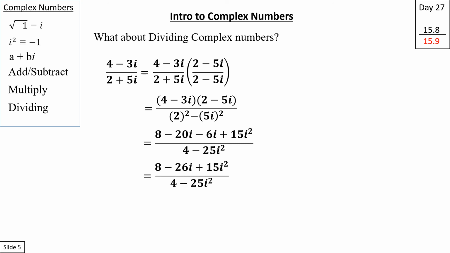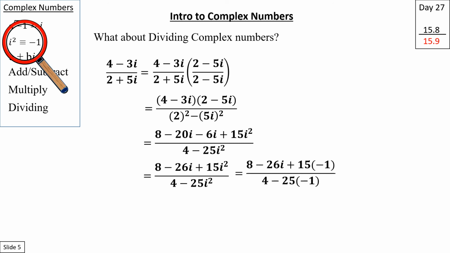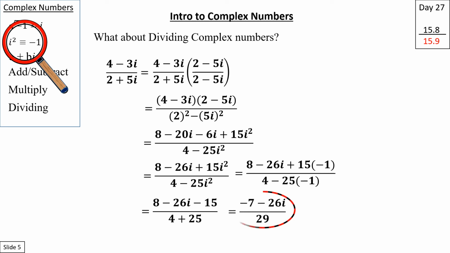Collect like terms on the top. And now we're going to convert all our i squareds into -1. So the 15i squared becomes 15 times -1, and the 25i squared becomes 25 times -1. So now we've got 8 minus 26i minus 15 on top, and on the bottom it's 4 plus 25. So we end up with negative 7 minus 26i over 29.